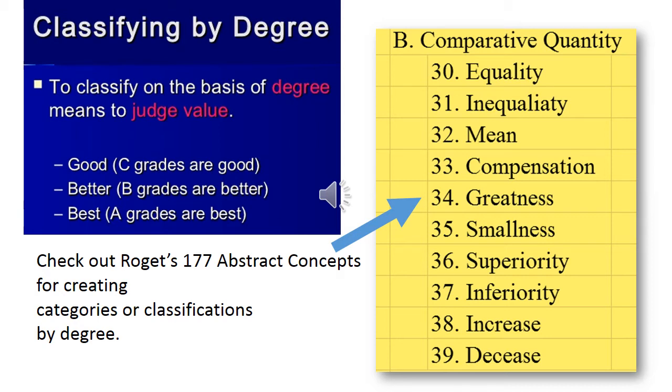When you are creating a classification, it's totally up to you, and I would recommend that you look at Roget's 177 abstract concepts, seen here as an example in the yellow chart right off your D2L handout, to decide what criteria you are going to use to create your groups.